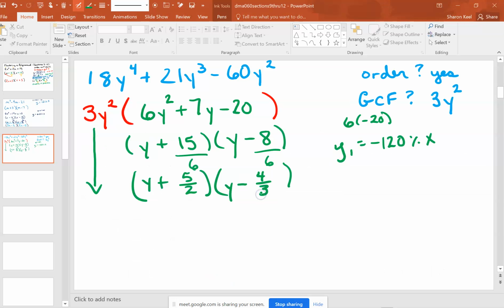Okay, now we're ready to write our final answer. We still need to keep that 3y squared, that GCF. This was the greatest common factor. That gets brought down to our final answer. These two parentheses, they were simplified, but now we need to move the denominator from the bottom up in front. So this one is going to be 2y plus 5, and this one's going to be a 3y minus 4.